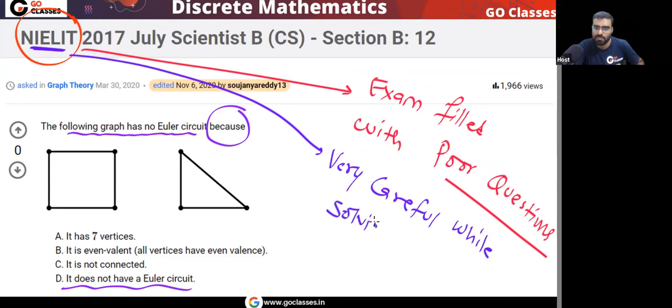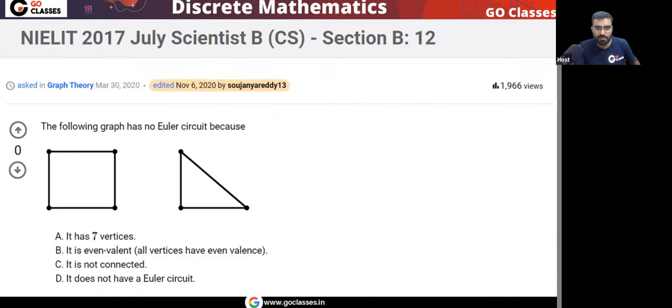While solving these exam questions, it is possible that you will get a lot of misconceptions. Anyway, so for this question, tell me what will be the answer?